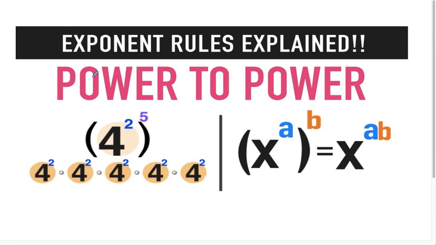Say you have 4 squared and you're raising it to the fifth power. That means 4 squared happens 5 times. So this is 4 squared times 4 squared times 4 squared times 4 squared times 4 squared. There were 2 of the 4's here, plus the 2 here, plus the 2 here, plus the 2 here, plus the 2 here. So 2 plus 2 plus 2 plus 2 plus 2, 5 times, becomes 10. In short, whenever you're raising a power to a power, you're multiplying the two powers together.